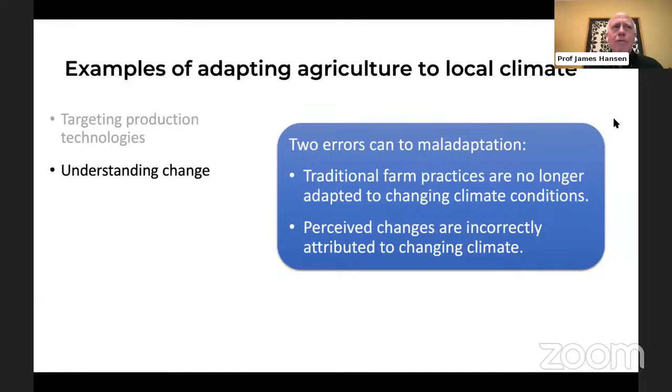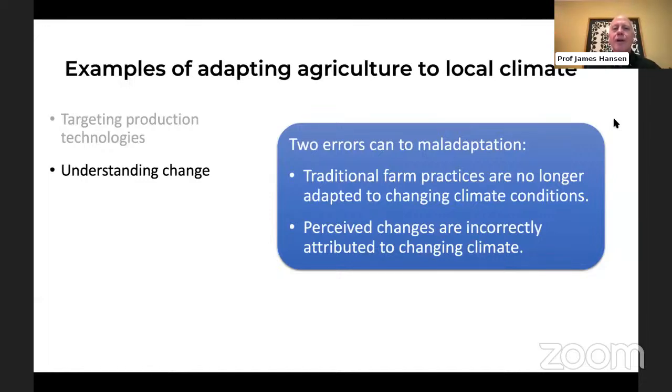For farmers, for researchers, for other agricultural decision makers, it's useful to look at historical climate to understand change. There are two possible errors when we're thinking about perceptions of climate change, both of which, instead of helping adapt to climate, can lead to maladaptation, poorly adapted agricultural systems. So one mistake would be failing to recognize that climate conditions are changing.